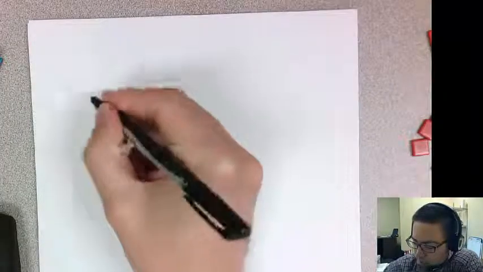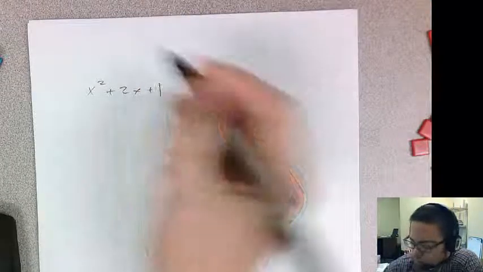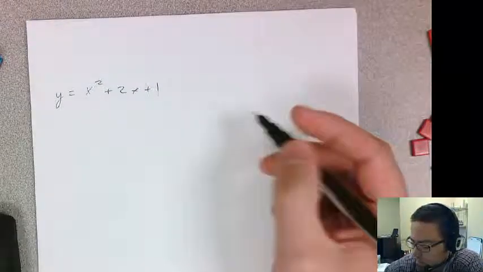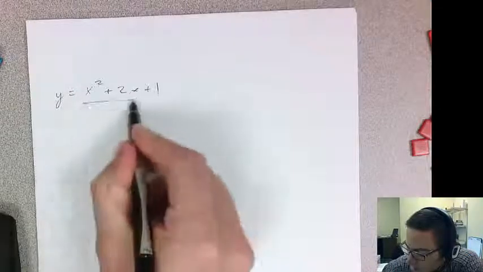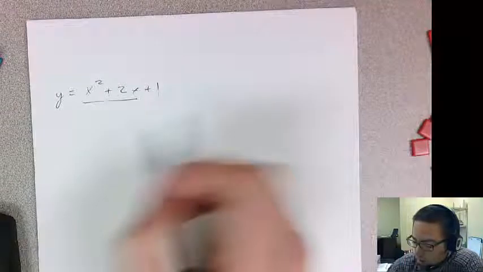Hello everybody, we're going to talk about graphing quadratics. So let's just look at a simple example to start. We have this quadratic right here, y equals x squared plus 2x plus 1. The way I want to teach this is, let's just look at the x's. Let's find some interesting x values and plug those in.